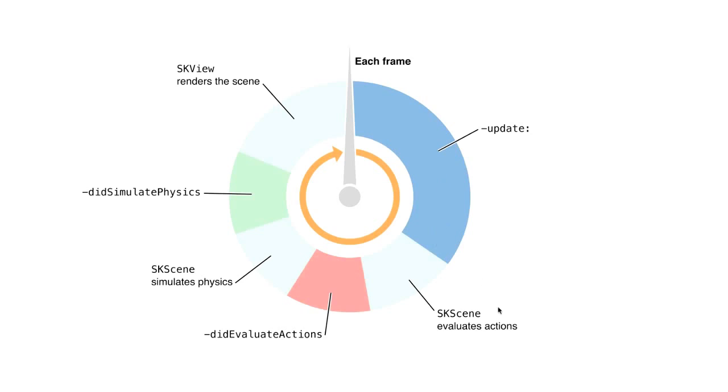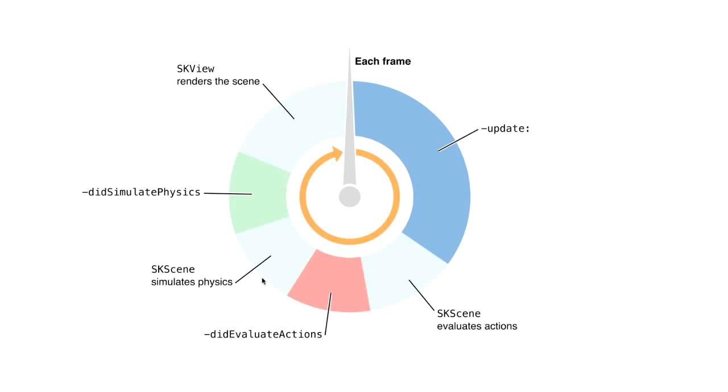After all of that's happened, SpriteKit is going to go off and process the different actions. So in our previous videos, we saw how we could set up actions to make the spaceship move around. That's all happening here. And after it's done with that, it's going to call the didEvaluateActions method. So that's going to give us a chance to respond and do anything that we want to happen after the actions have been performed, but before the physics simulation has happened.